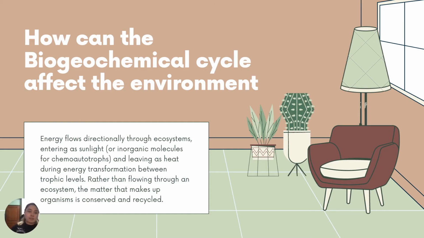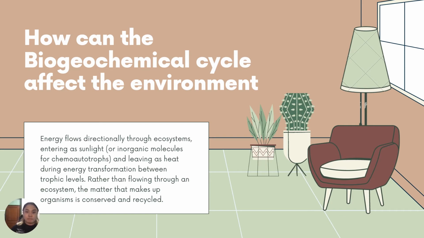So, how can the biogeochemical cycle affect the environment? Energy flows directionally through the ecosystems, entering as sunlight or inorganic molecules for chemoautotrophs and leaving as heat during the energy transformation between trophic levels. Rather than flowing through an ecosystem, the matter that makes up the organisms is conserved and recycled.